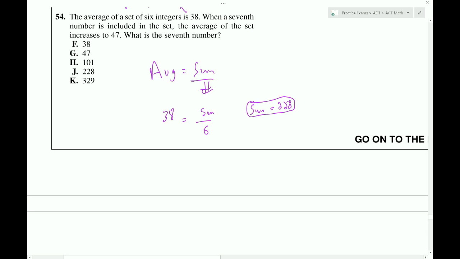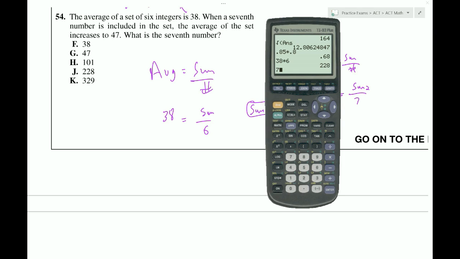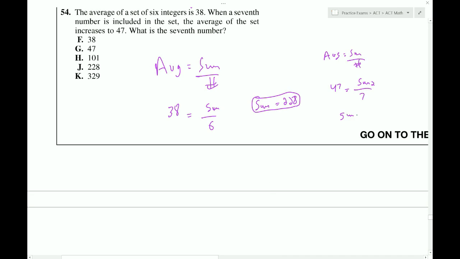When a seventh number is included, the average, okay, so now we need another average formula. So again, average equals sum over number. This time we have 7 items, all right? And the new average is 47. So instead of sum, we'll call this sum 2 to distinguish it from the first sum. So we have to cross multiply here. So 47 times 7, all right, 329. So sum 2 equals 329.